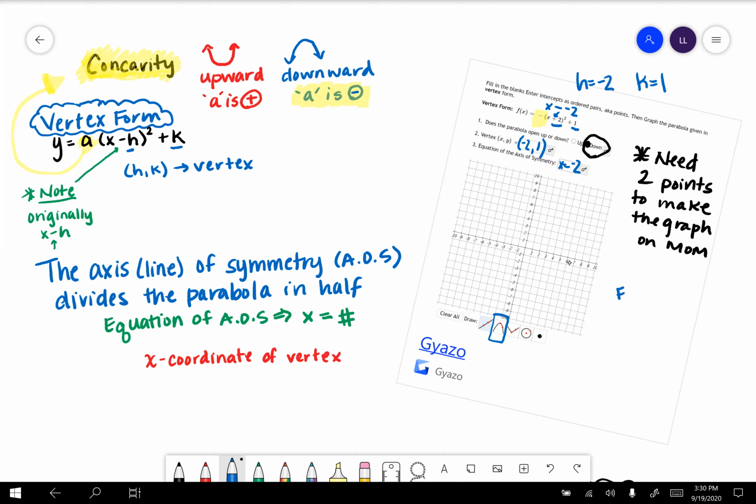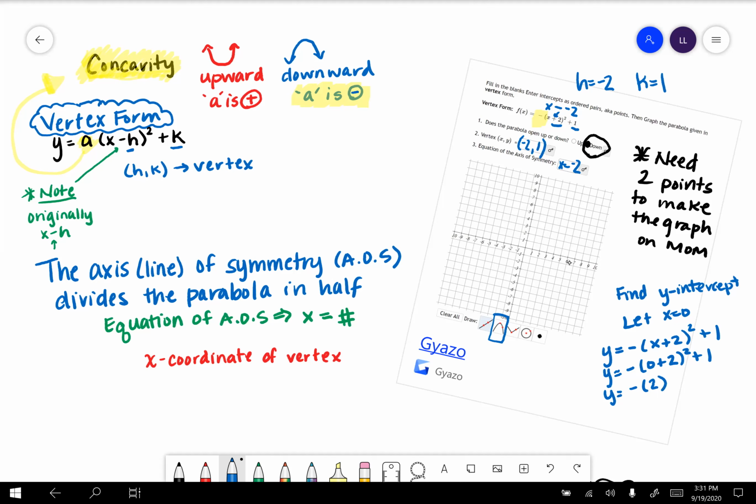Let's find the y-intercept. When you're looking for the y-intercept, you're going to let x equal 0. So here we have our function. y is equal to negative (x plus 2) squared plus 1. We're going to let x equal 0. So everywhere I see an x, I'm going to put the number 0. That's going to give us our y-intercept, and we can use that to graph. Then we're going to use the order of operations to solve for the y-coordinate.